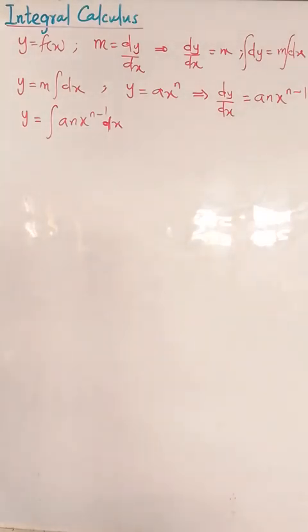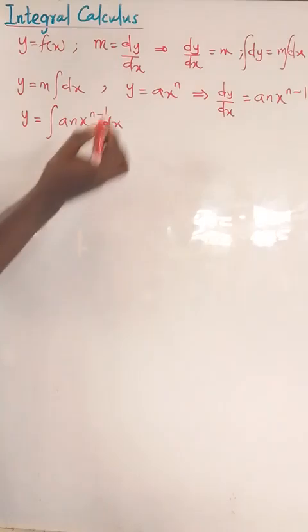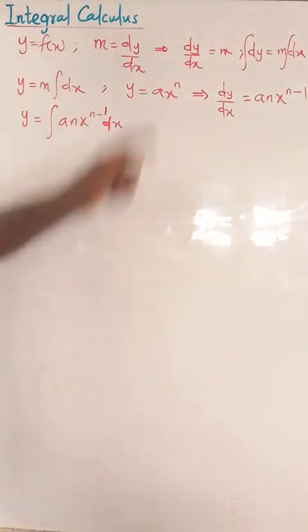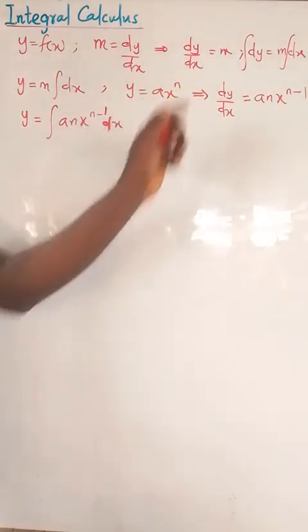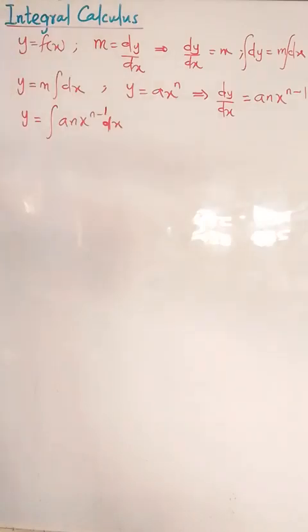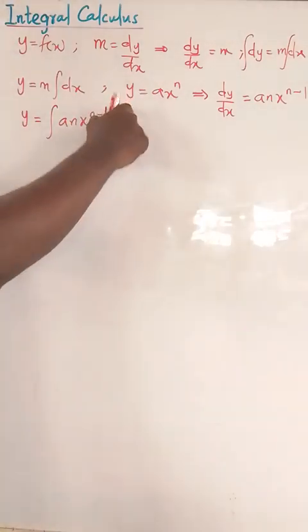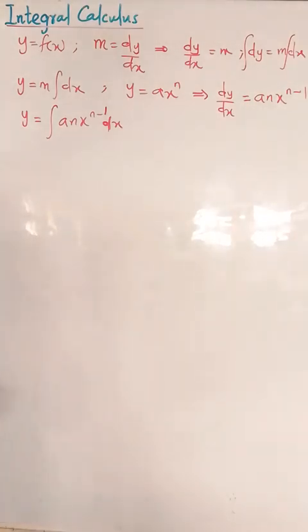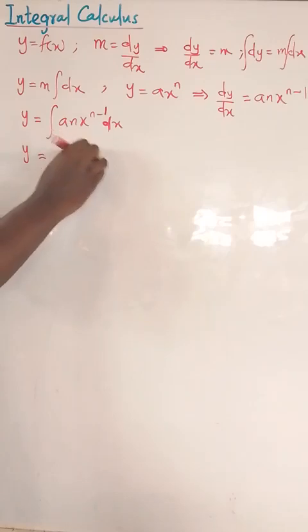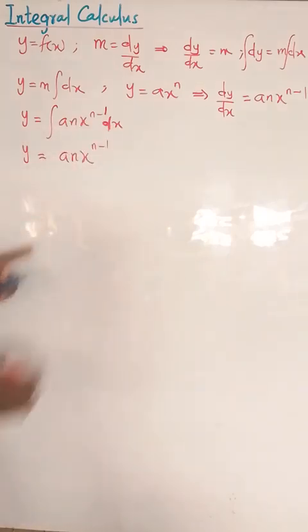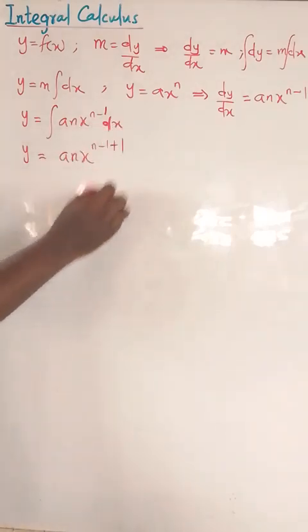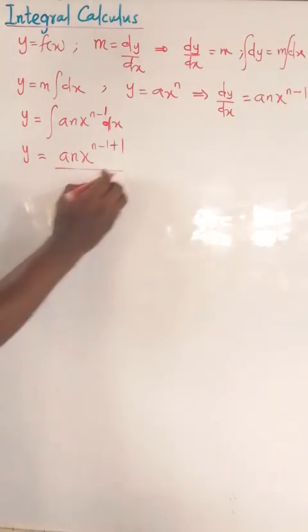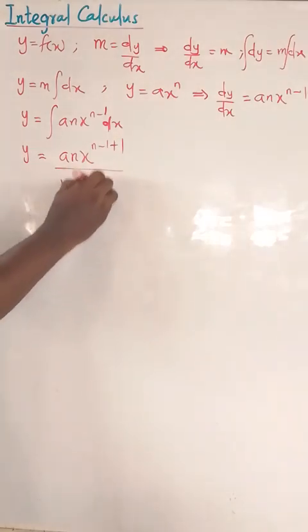And how do we integrate? We do the reverse of differentiation. In differentiation, what we did first is to multiply, then remove 1 from the power. This time around, we add 1 to the power, then divide by the new power. So before we did multiplication and subtraction; this time around, we do addition and division, the opposite. So from here, y becomes anx raised to power n minus 1, we add 1 to this, then divide by that new power, n minus 1 plus 1.